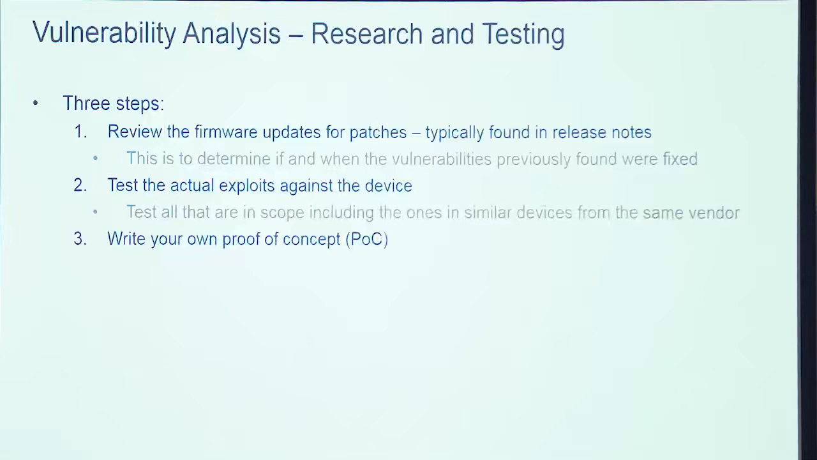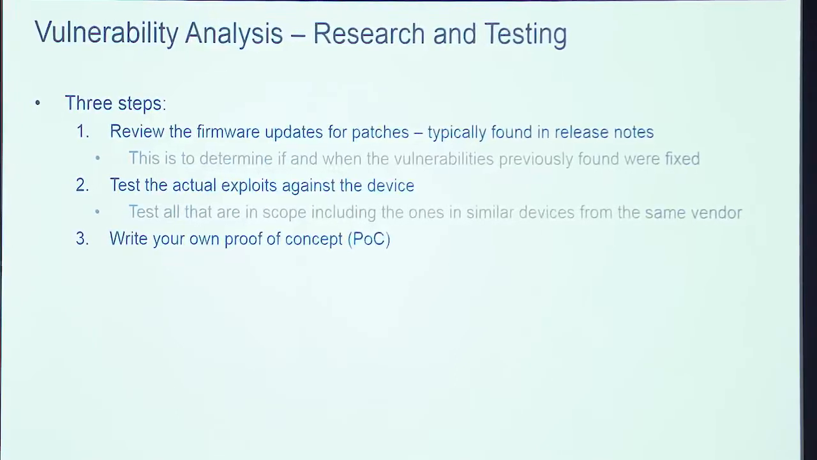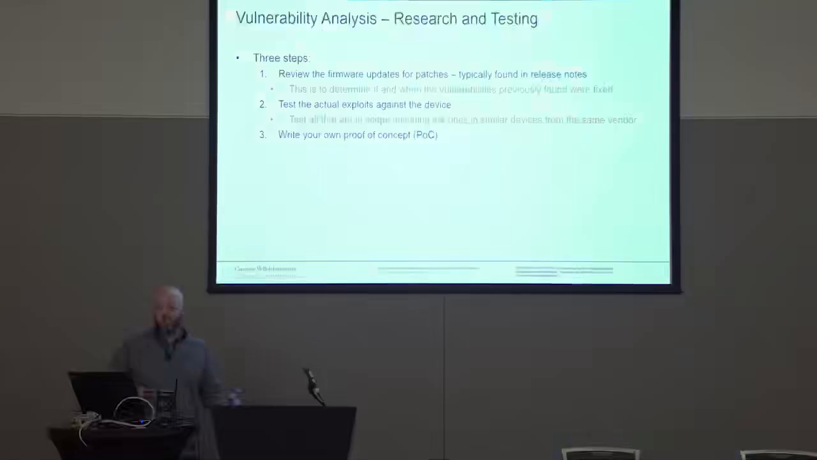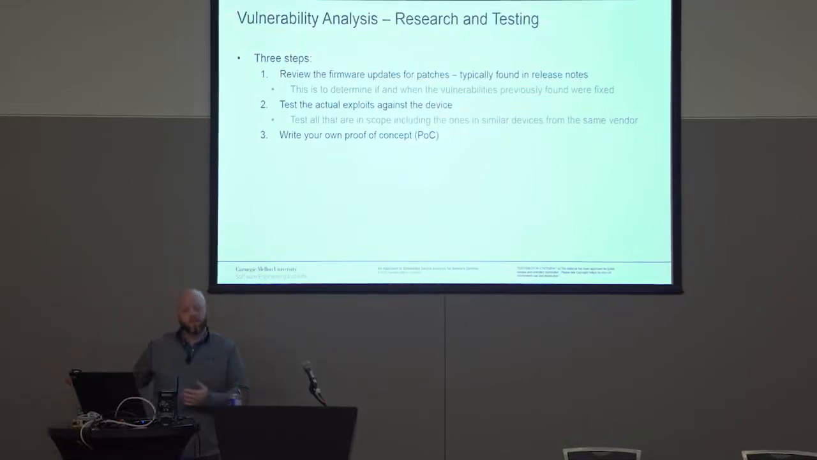And then vulnerability analysis, right? So research and testing, this is broken down into 3 little steps as well. First, review the firmware updates for the patches, typically found in the release notes. What information can you gather from there? What did they actually fix before? Did they talk about what it fixed? Did it just say bug fix? Was that probably a remote code execution? I would say no, but we don't know because they may not give a lot of detail. But if they have release notes, take a look at those release notes and see what was affecting it before.